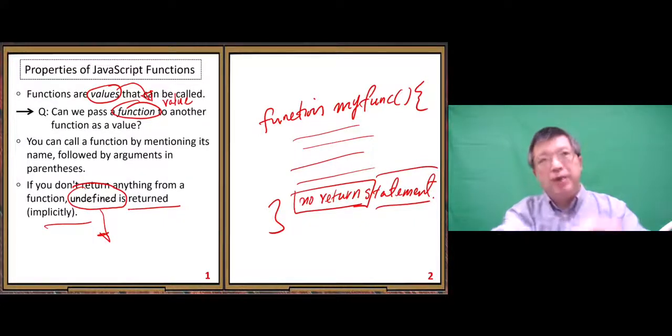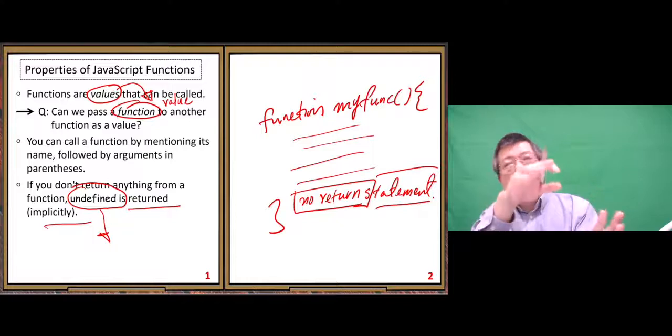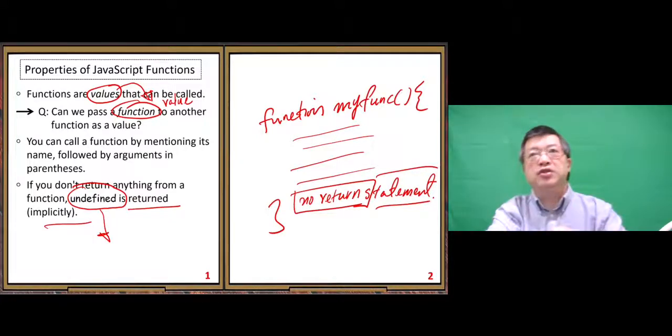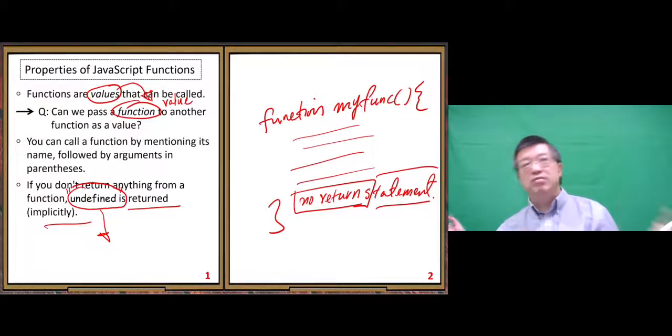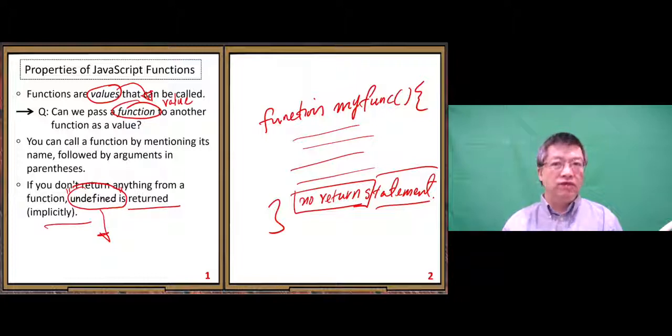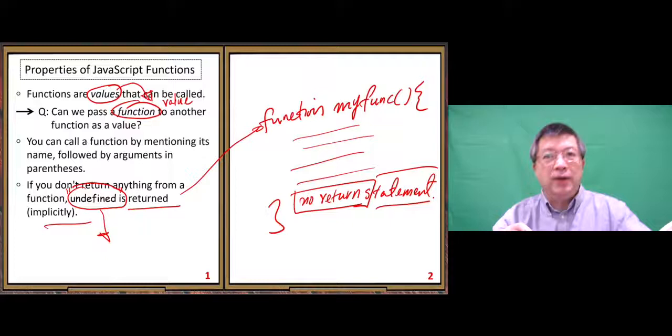So you may have the experience: when you work on JavaScript functions, sooner or later you will have many situations where you get these undefined values. We call JavaScript functions, but no value is returned. So in that situation, you have this undefined value. So now you know the reason. So that's another property.